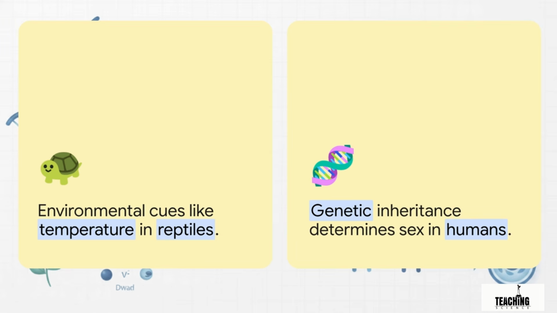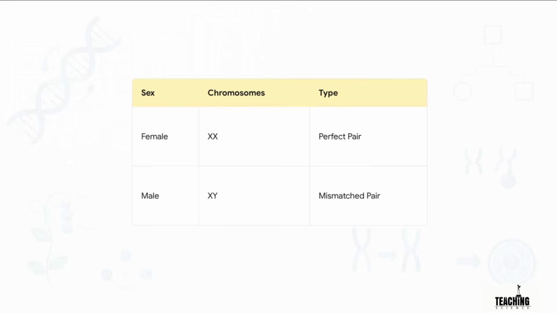However, for us human beings, our sex is strictly and permanently determined by our genetics at the exact moment of fertilization. In humans, we have 23 pairs of chromosomes. The first 22 pairs are perfectly matched up, but that 23rd pair, known as the sex chromosomes, is where the real magic happens. Females possess a perfect pair of large chromosomes, which we call XX. Males, however, possess a mismatched pair, one normal-sized X chromosome and one much shorter chromosome called Y. So to keep it simple, females are XX and males are XY.